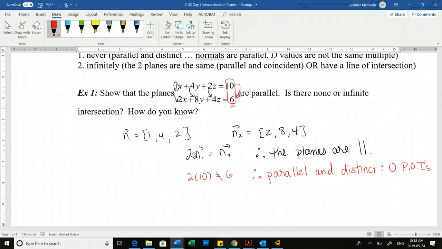Essentially what we're doing here is checking to see if the constants of the planes have the same scalar multiple as the normals.